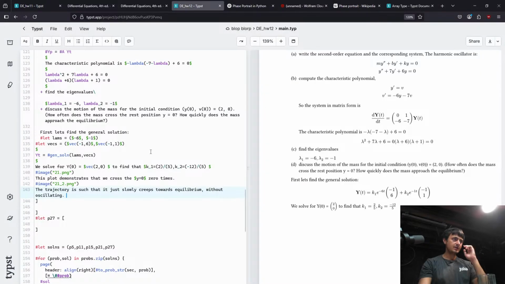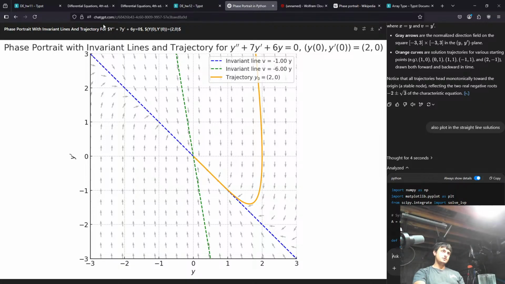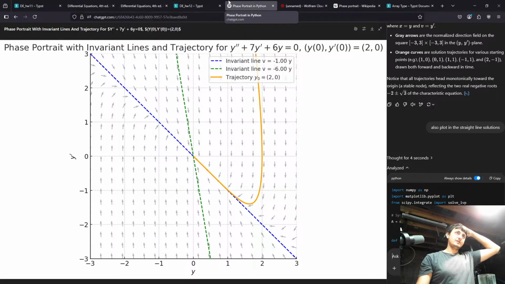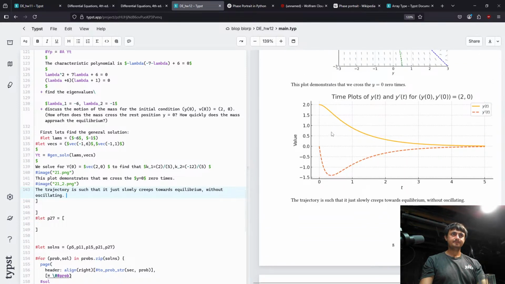What are the eigenvectors and eigenvalues? So minus 1, 6. This is the fast one. So this green one is the fast one. And if we look at this, its rate of change.